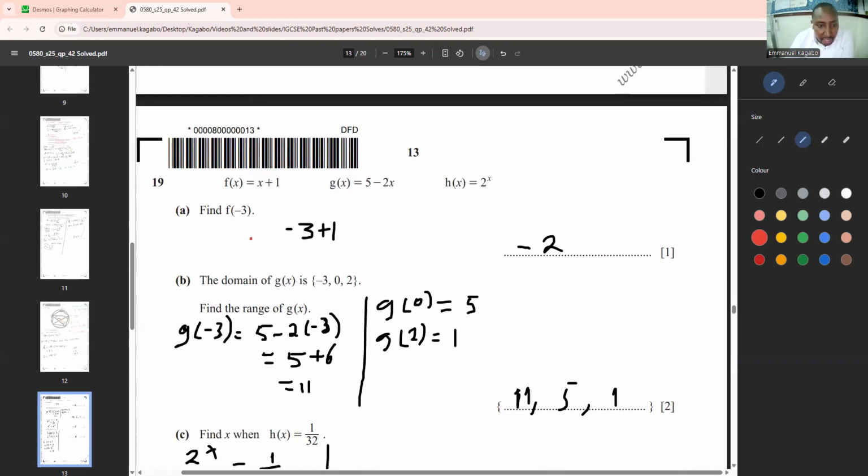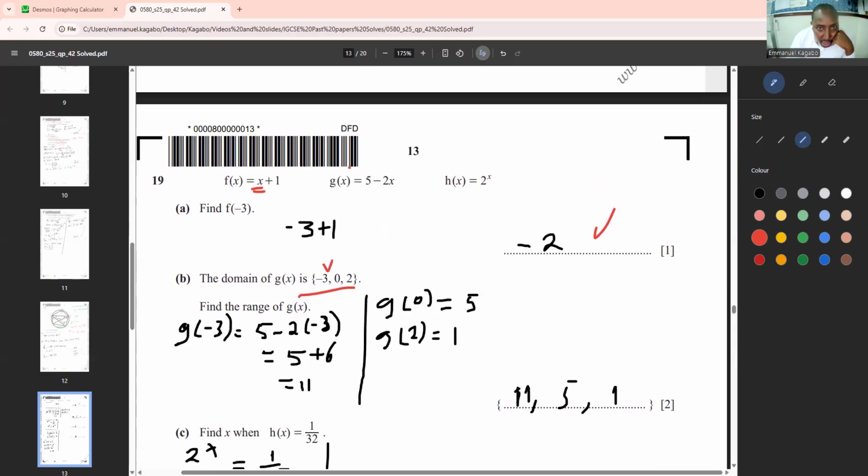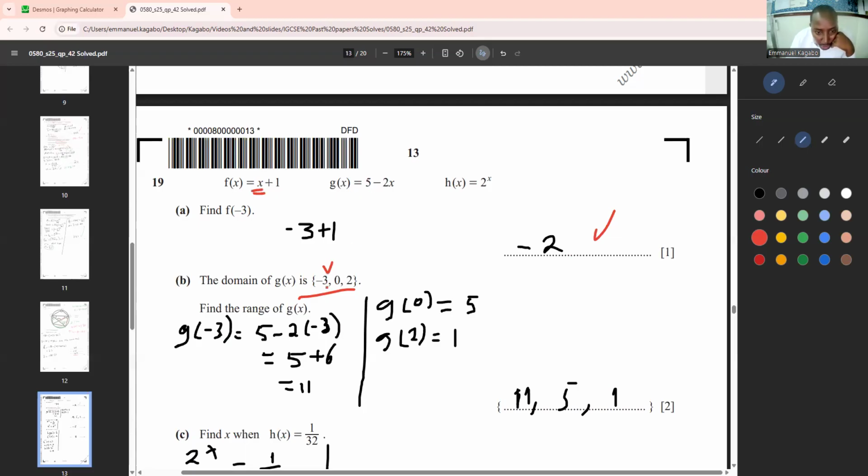Okay, very good. Next question, question 19. It's about functions. f(x) is given by that, g(x) equals that, and that one. Now this is easy, it's primary work. It's just substituting here, and then you get your answers. Now, this is the domain. Find the range. So basically, you have to use this. You put them here, because these are the domain. Domain are x values of your function. Range are y values of your function.